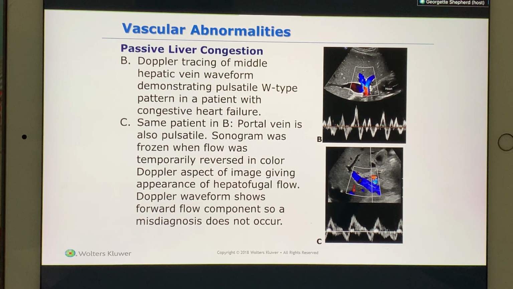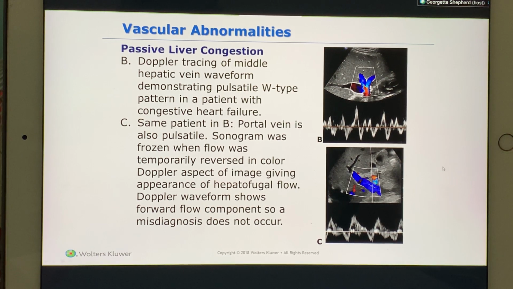Passive liver congestion. They're showing a tracing of the middle hepatic vein, and you can see that it looks like a W right here. W. See it? Okay. This is a sonographic sign for us that the patient is in congestive heart failure.